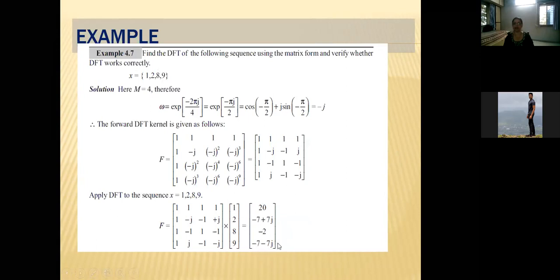So simply after this result, you need to consider the transpose of this result matrix as your final answer. Because your input is a row vector, your result is also a row vector. You need to take the transpose of this so that you can get the final answer as a row. So the Fourier transform F of the given sequence x is 20 comma minus 7 plus 7j comma minus 2 comma minus 7 minus 7j.